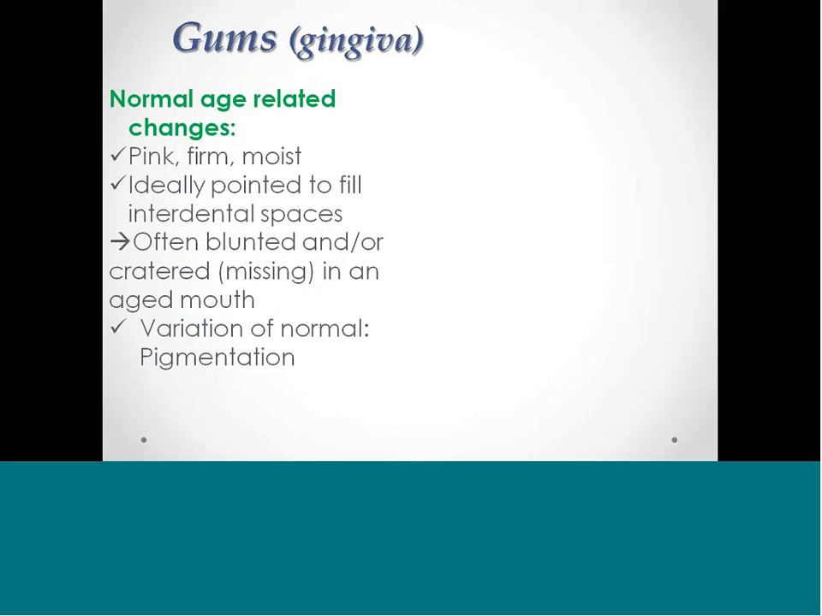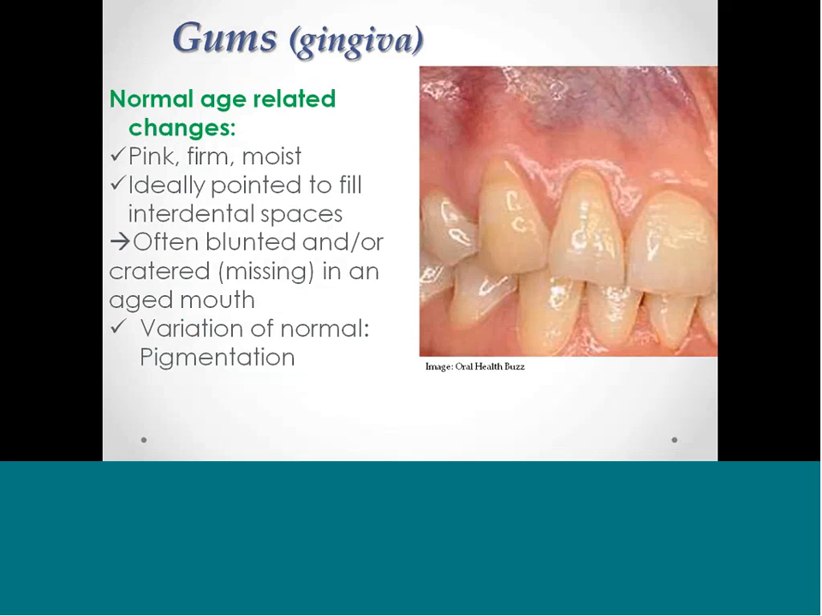Next, the gingiva, which is better known as the gums, will be discussed. Healthy gingiva, also known as the gums, should be pink in color and feel firm and moist to the touch. The papilla, which is the gum tissue between the teeth, should ideally be pointed.